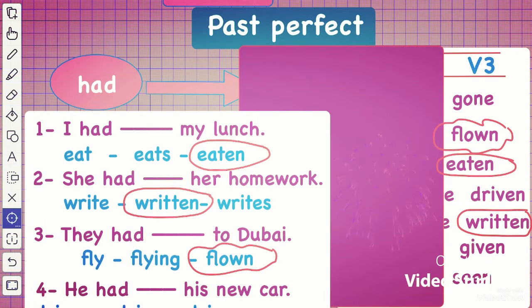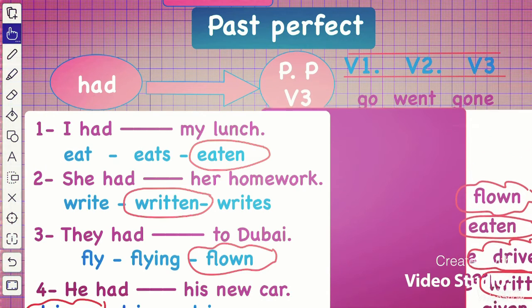Number 4. He had driven his new car. He had driven, he had drive, or he had drives. Where is V3? Driven. So he had driven his new car, so driven is V3. So the past perfect is formed by using had plus V3. So here the correct answer will be V3 after had. So past perfect is formed by had plus V3.